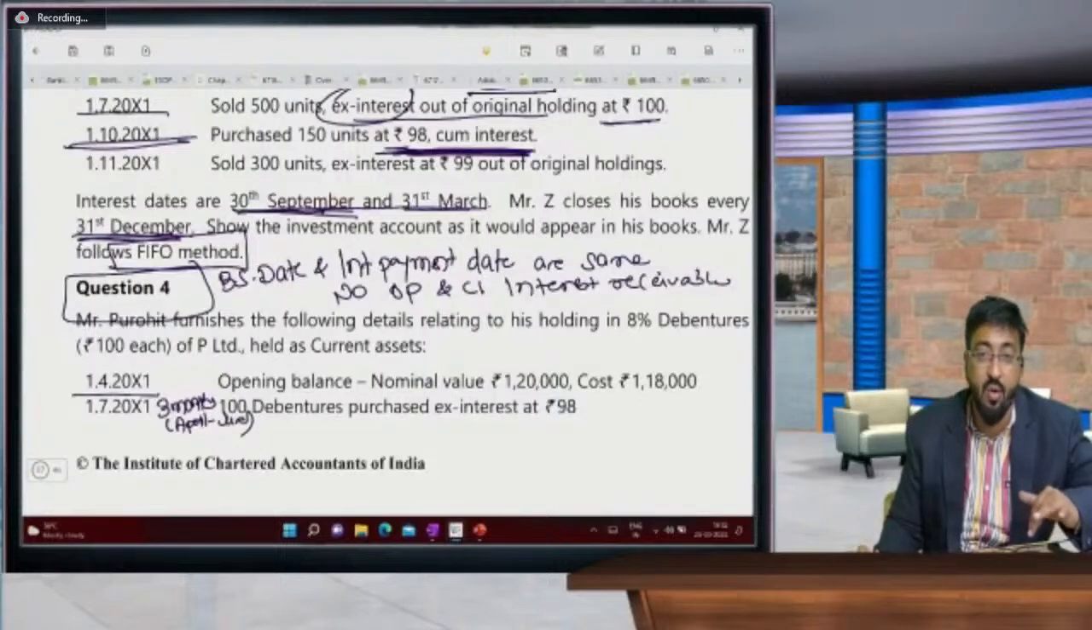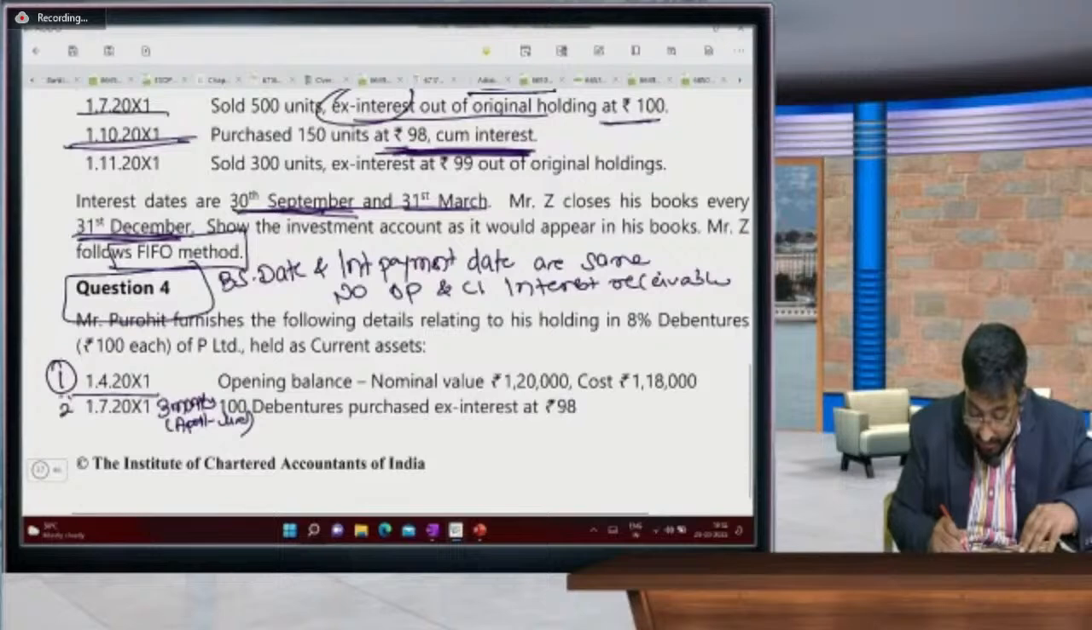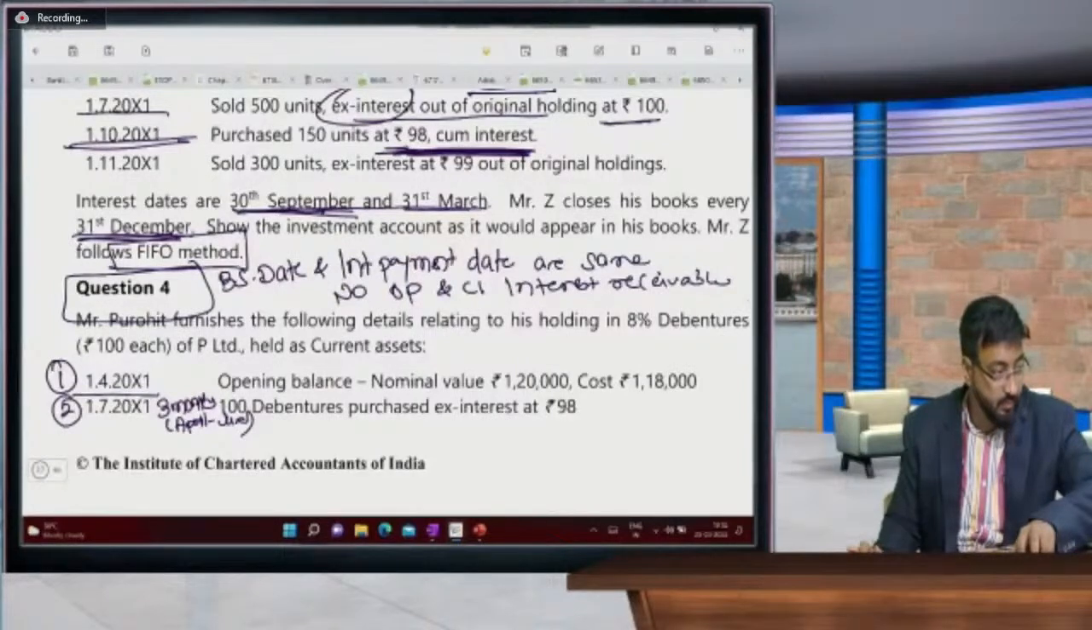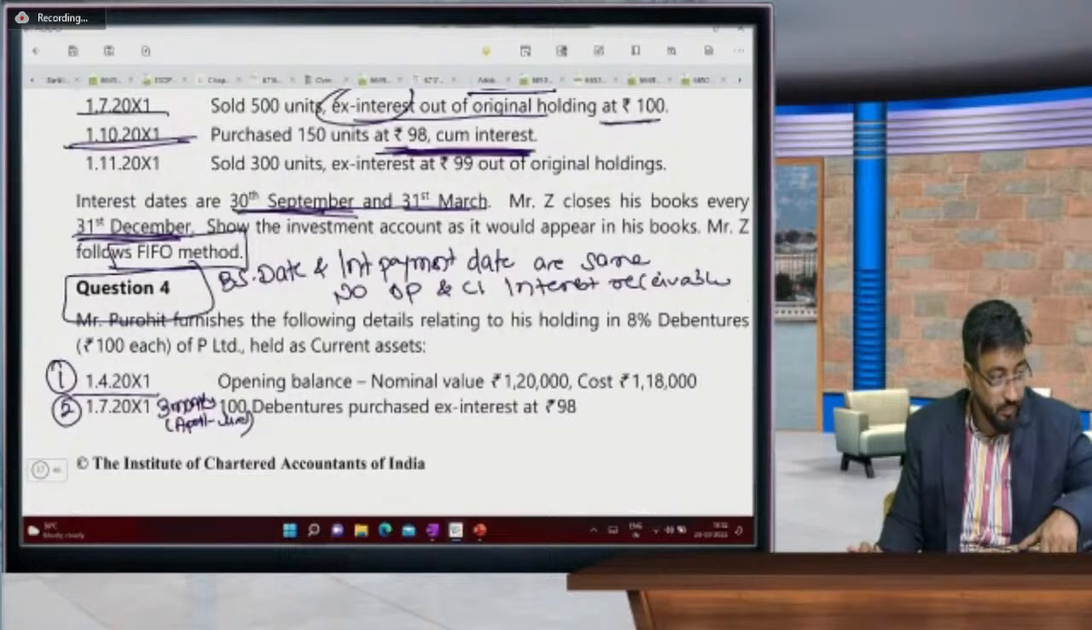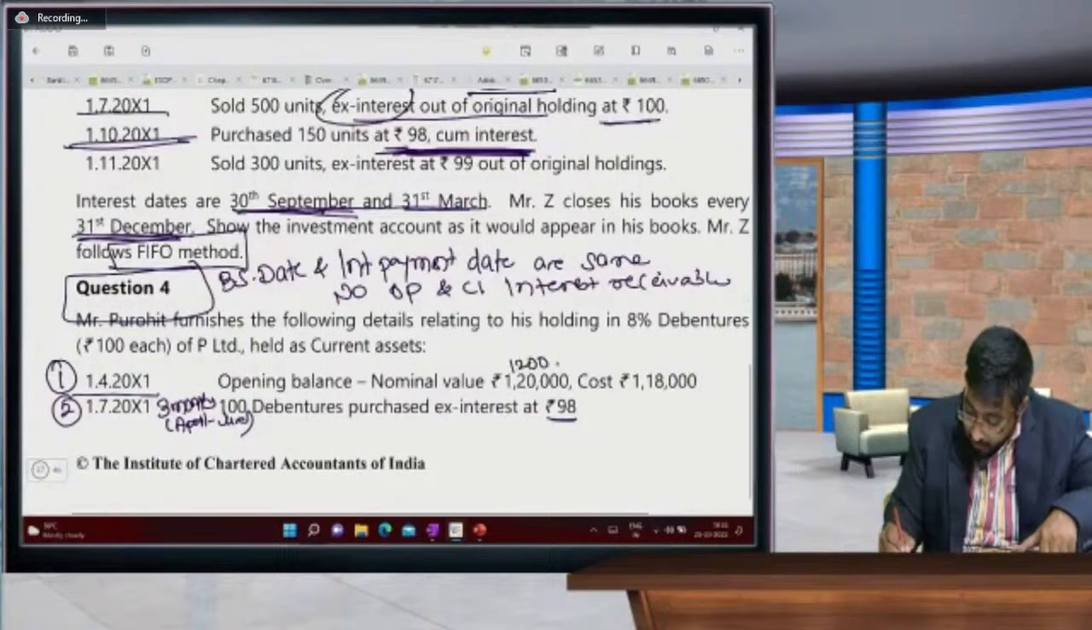So no need to write it now. On the question only you are going to write it. Sequence. So first date, 1st April. When are you going to record the next transaction? 1st July. Now, 1st July over. How many months of interest, beta? So ABCD sequence now you are going to follow. Earlier how many units were there? 1200 units, lot 1, and 100 debentures, beta, lot number 2.